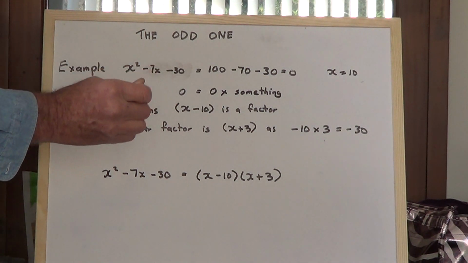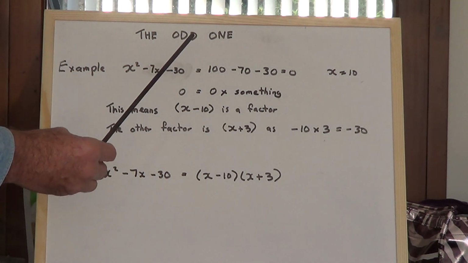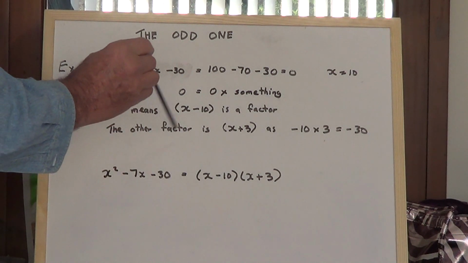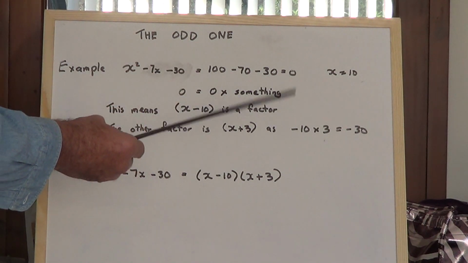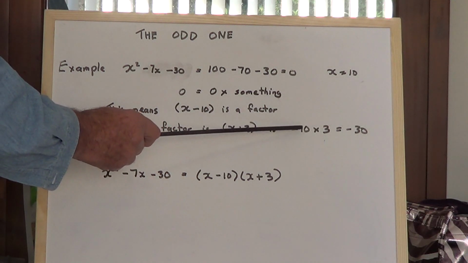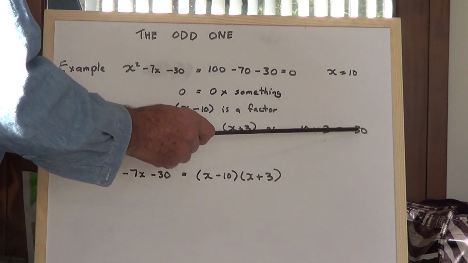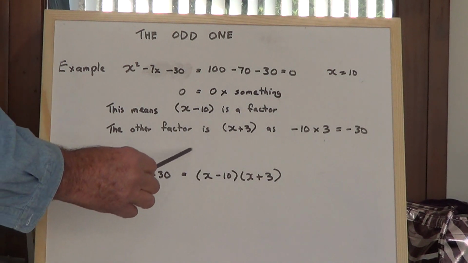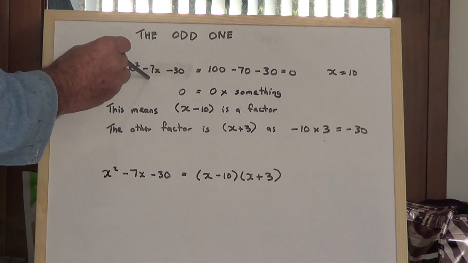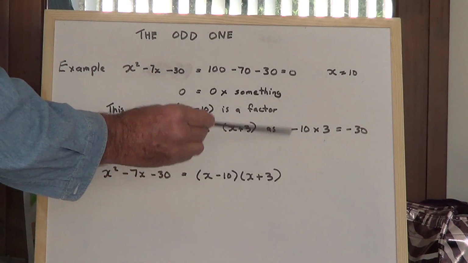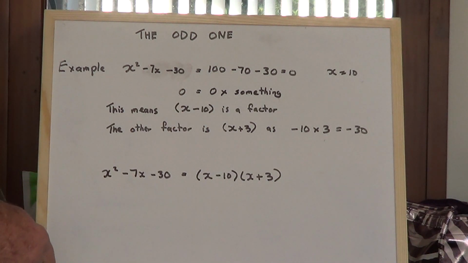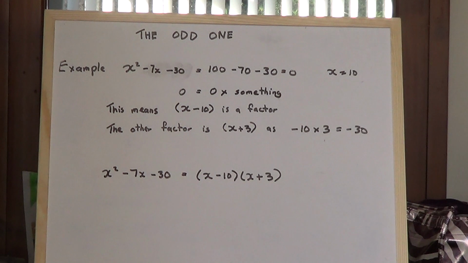So x minus 10 is going to be a factor. So if x minus 10 is a factor, x plus 3 must be the other factor, because minus 10 times 3 is minus 30. And this quadratic here will factorise to give us x minus 10, x plus 3. And we're done.